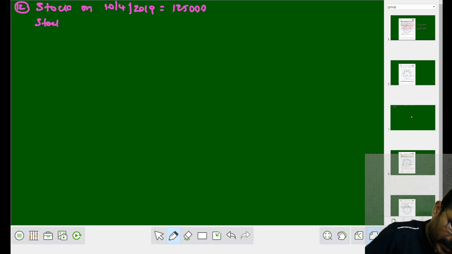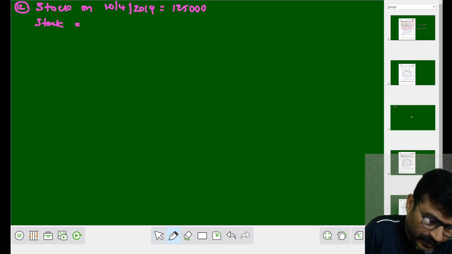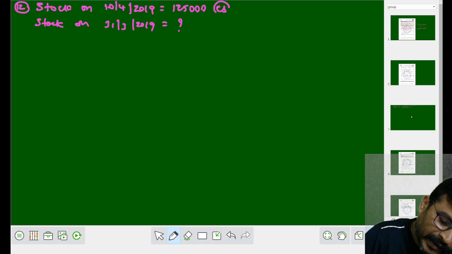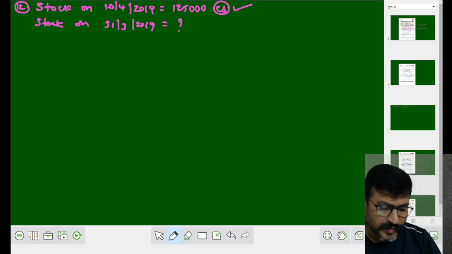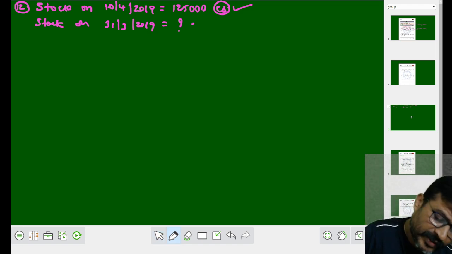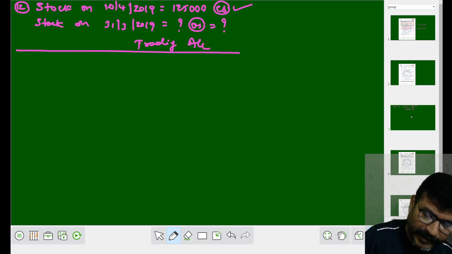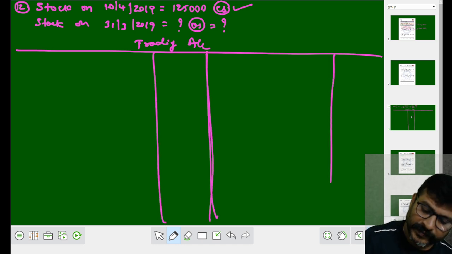Now you have to calculate the stock. Stock on what date we have to calculate? Stock on 31st March 2019 we have to calculate. As per the date, this is your closing stock date, which comes after 31st March. 31st March will be your opening stock. That is what we have to calculate. Fine. As you people know, Sudhakara follows the trading account method to ascertain the value of stock.